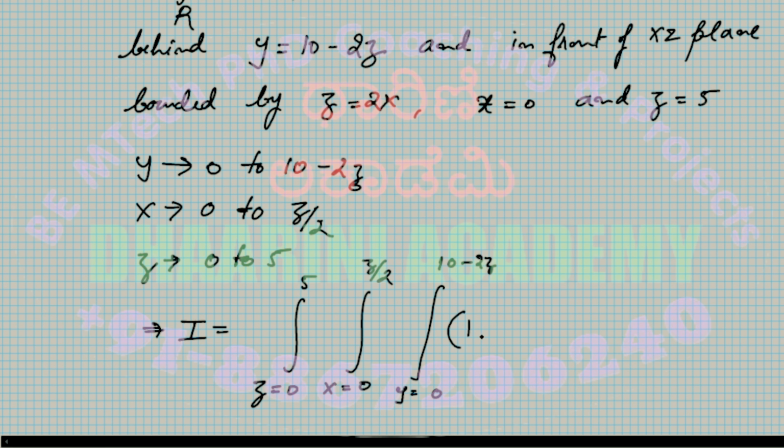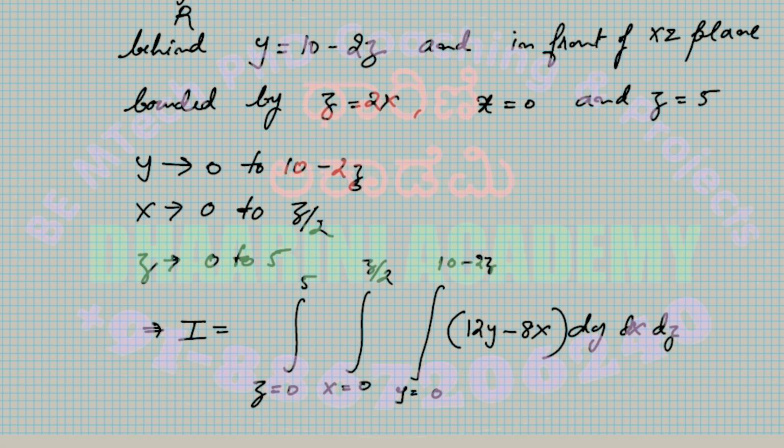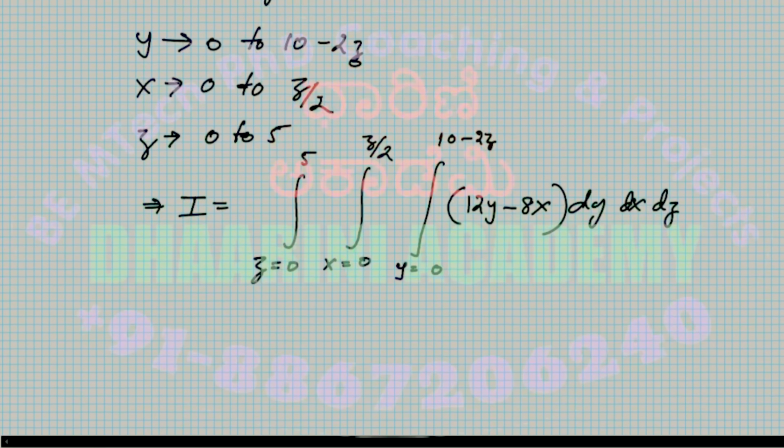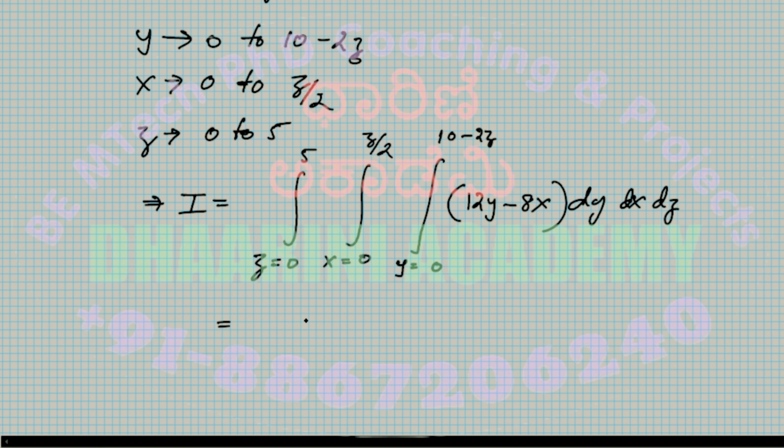Then 12y minus 8x. The innermost one will be dy, then you do with respect to dx, then you do with respect to dz. So I hope the method is clear. Anyway, you will be able to solve this after this. You solve it, and maybe in the next session you give me the answer.